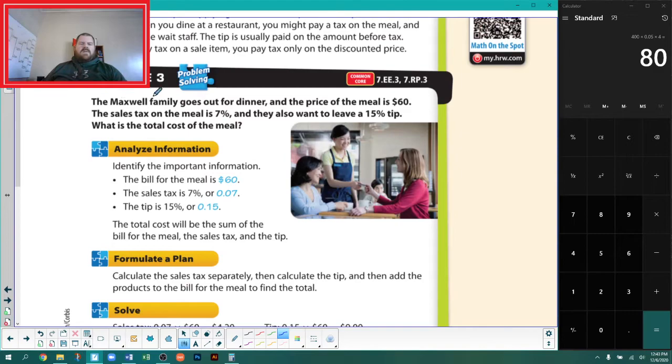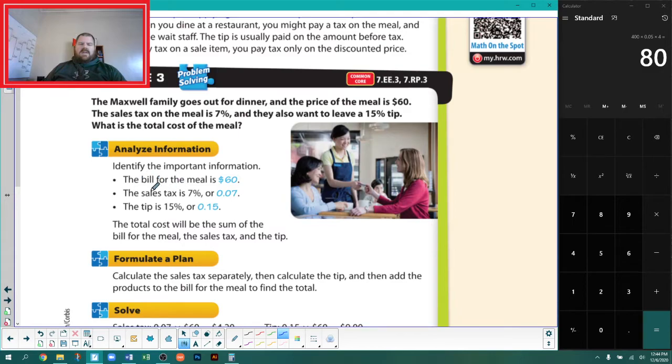Okay, so the Maxwell family went out to dinner, and the price of the meal is $60. The sales tax is 7%, and they also want to leave a tip of 15%. So the big thing is when you are figuring out your tip, you do that from the original amount, the $60.